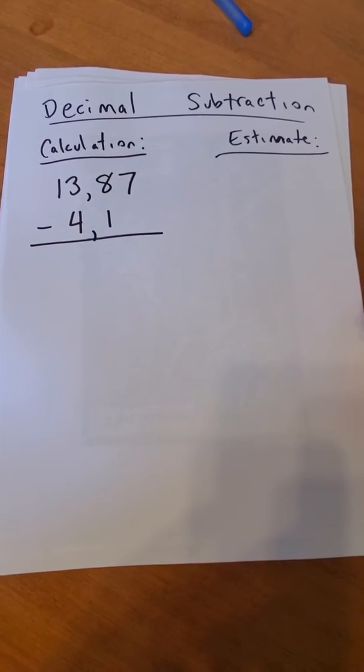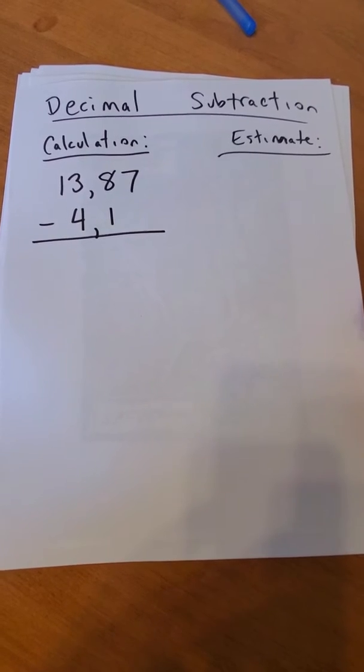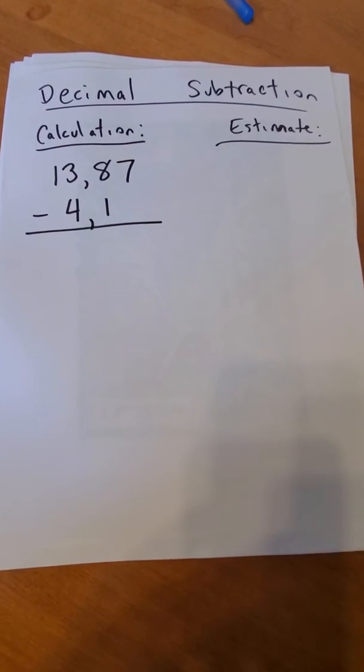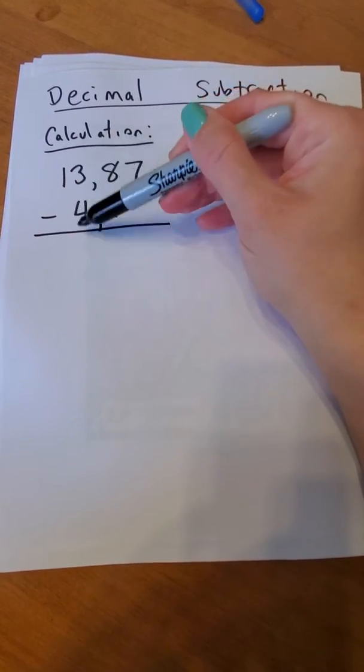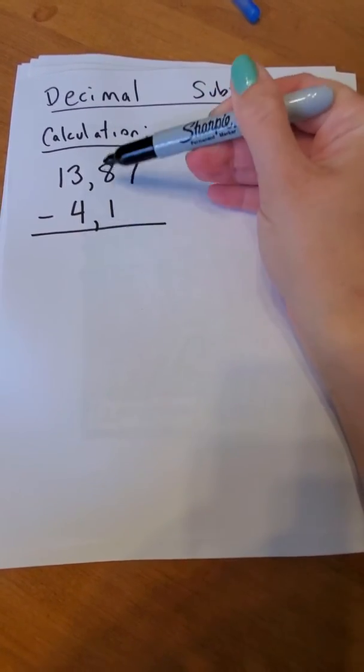So we already did decimal addition, and this is basically the same strategy, but just with a few reminders about how to do subtraction. So I lined up my decimals vertically. As you can see, I kept my ones in line, my decimals in line, my tenths in line.